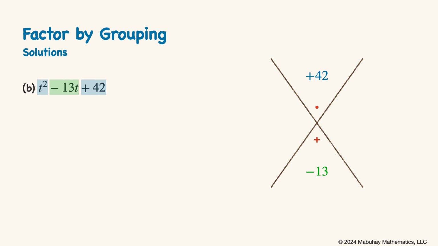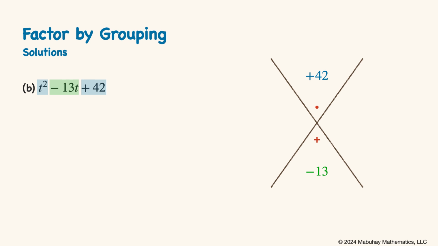The fact that the product should be positive means that the signs of the magic numbers should match, either both positive or both negative. Then the fact that the sum is negative means that between the two, the only possibility is both negative, right? If we add two positive numbers together, we're going to get a positive sum. So we're looking for two negative numbers that multiply to 42 and add to negative 13.